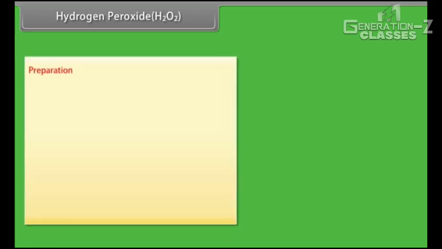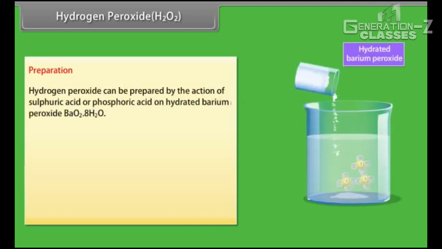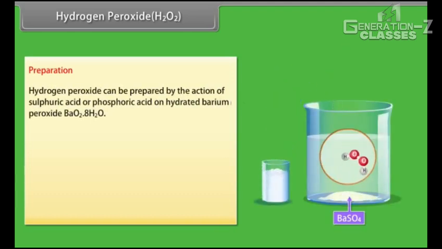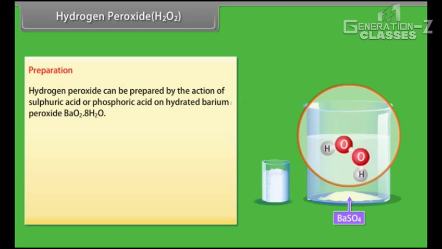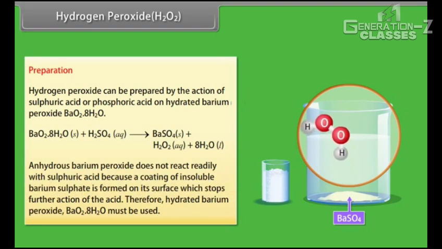Hydrogen peroxide, H2O2. Preparation. Hydrogen peroxide can be prepared by the action of sulfuric acid or phosphoric acid on hydrated barium peroxide. Anhydrous barium peroxide does not react readily with sulfuric acid because a coating of insoluble barium sulfate is formed on its surface which stops further action of the acid. Therefore, hydrated barium peroxide, BaO2·8H2O must be used.